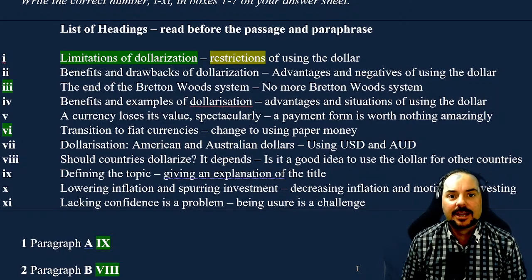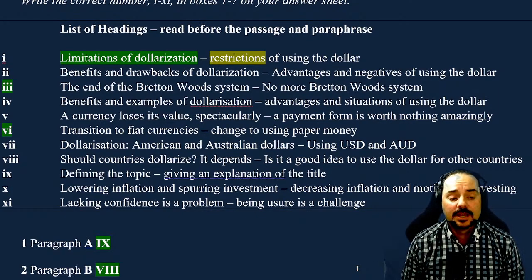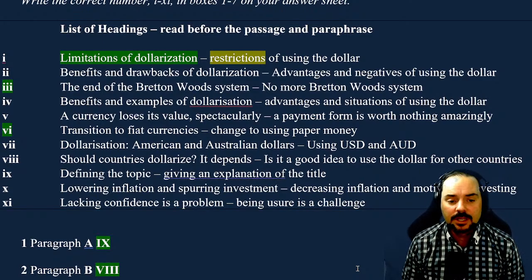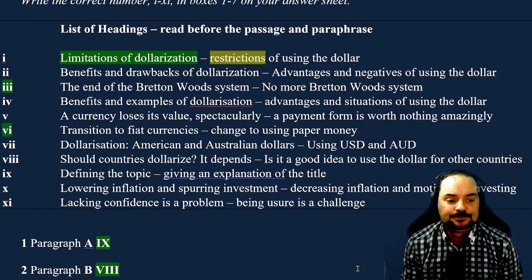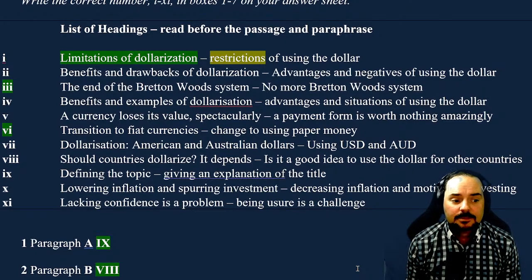So while you're choosing, again, I'm reminding everybody, pay extra attention during the introduction and the conclusion. They are definitely usually the trickier ones. From a point of view, it's a should countries dollarize? It depends. Maybe. Yeah, you just picked up a point, okay?